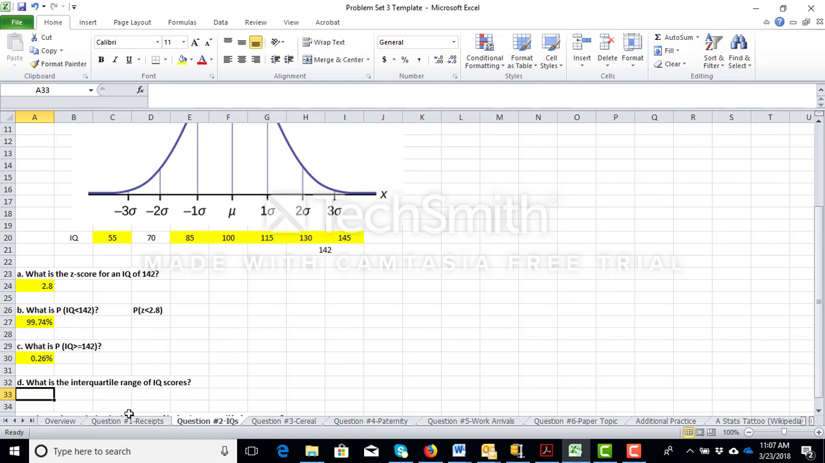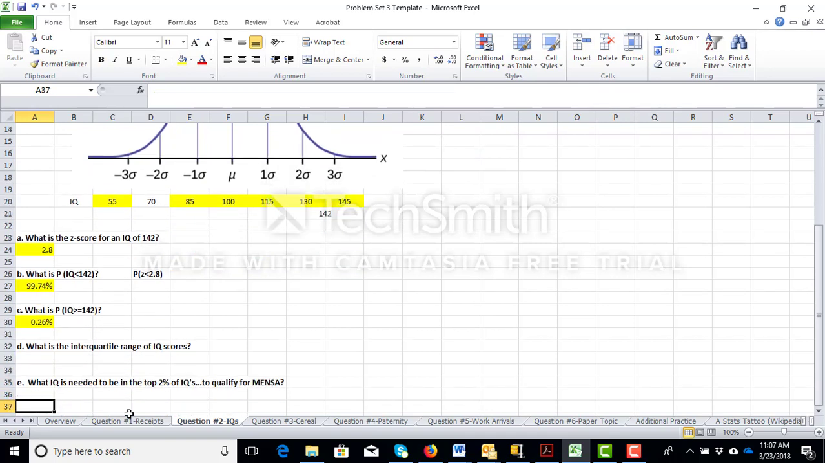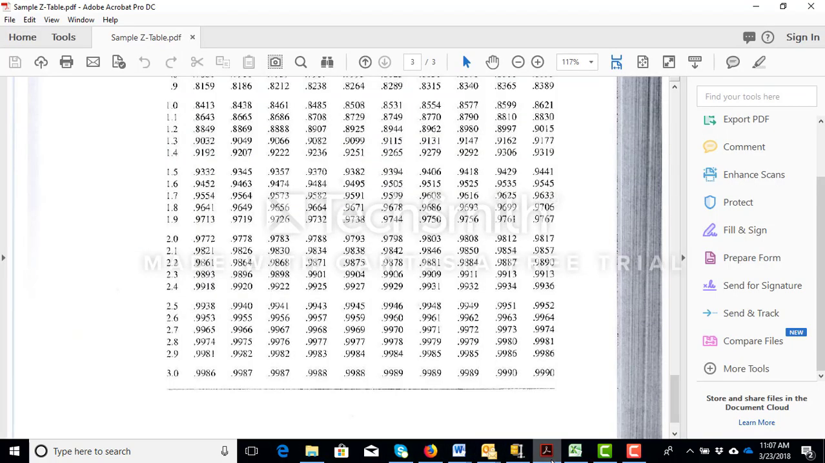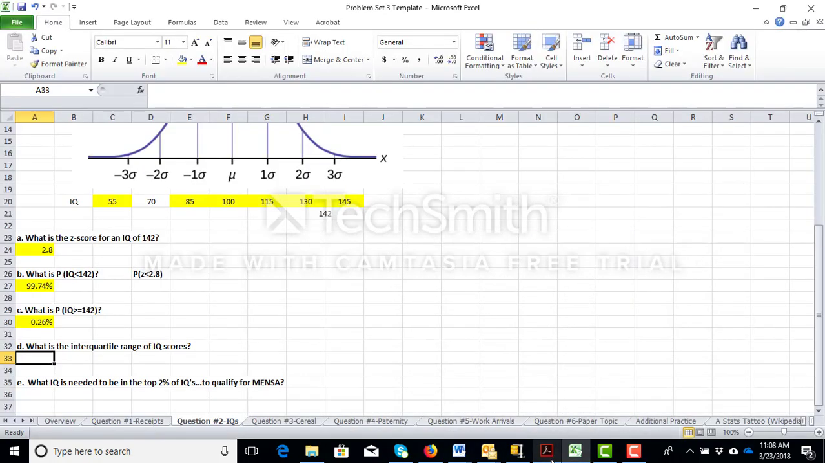What is the interquartile range of IQ scores? That's part D. And to get that, what we want to do is go back to the z-table. Remember what the interquartile range is. That's the amounts between the 25th percentile and the 75th percentile. That's what the interquartile range is. We defined that a couple weeks ago. So how do we get that from the z-values?